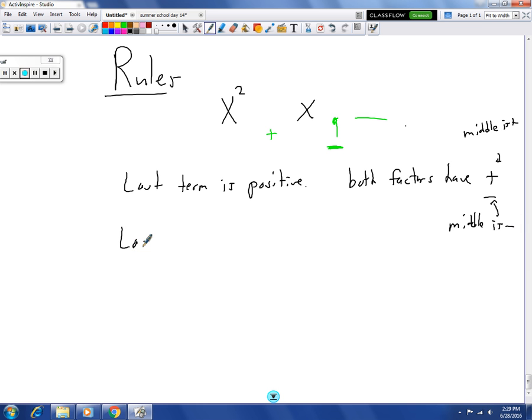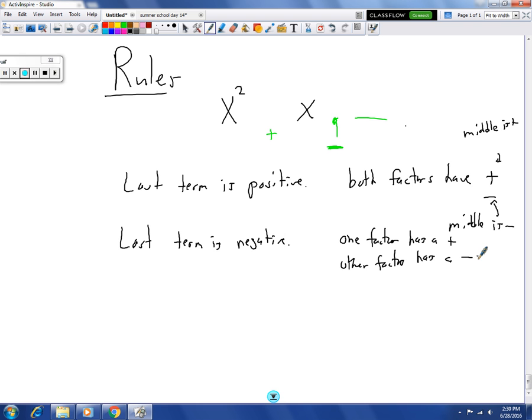The other possibility: the last term is negative, or you see a subtract sign. That's what that means. Okay. One factor has a plus. The other factor has a minus.